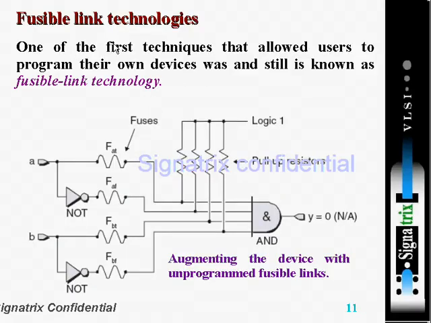Now next is fusible link technology. This is one type of programming technology in FPGA. One of the first techniques that allowed users to program their own devices was, and still is, known as fusible link technology. You are seeing some fuses here. Programming means you have to blow off these fuses in order to make your chip work according to you. So we augment the device with unprogrammed fusible links, and you have to blow those links.